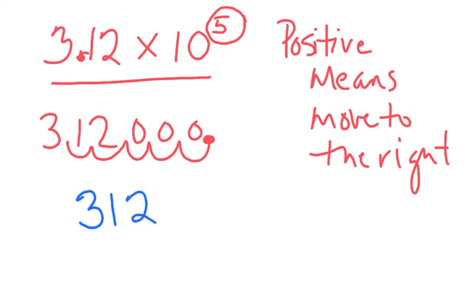That's 312,000. That is how you go from scientific notation to standard notation.